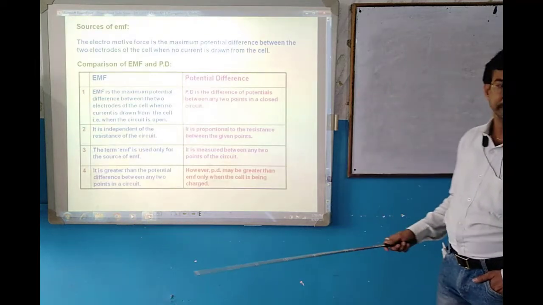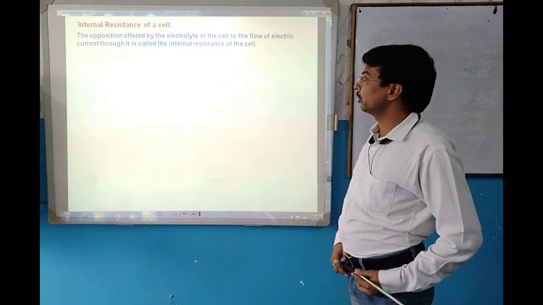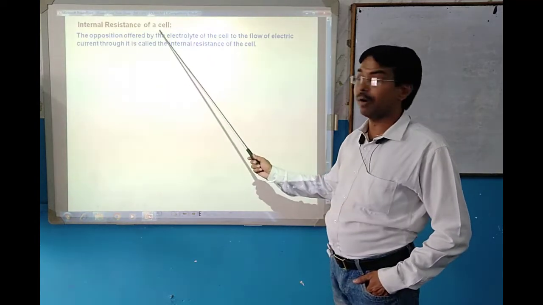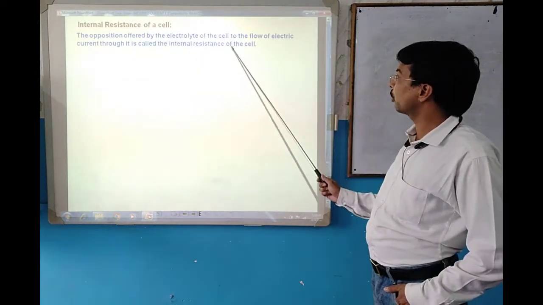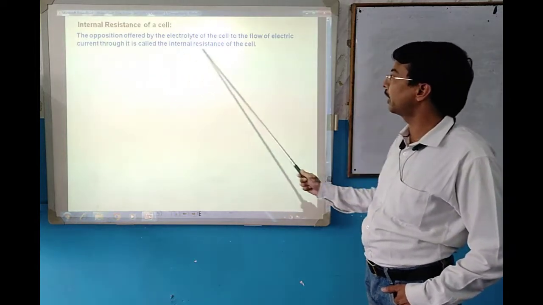Next. So what will be the equation of this? Discussing all the other things, I want to introduce to you the internal resistance of a cell. What is the internal resistance? The opposition offered by the electrolyte of the cell to the flow of electric current through it is called the internal resistance of the cell.